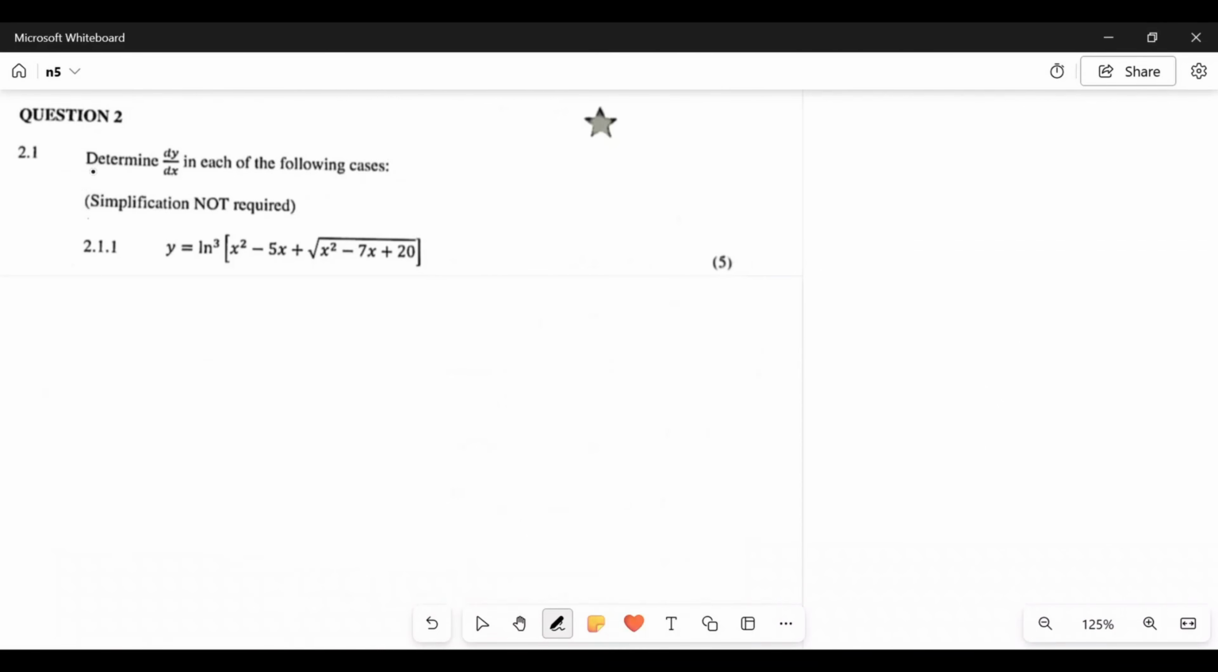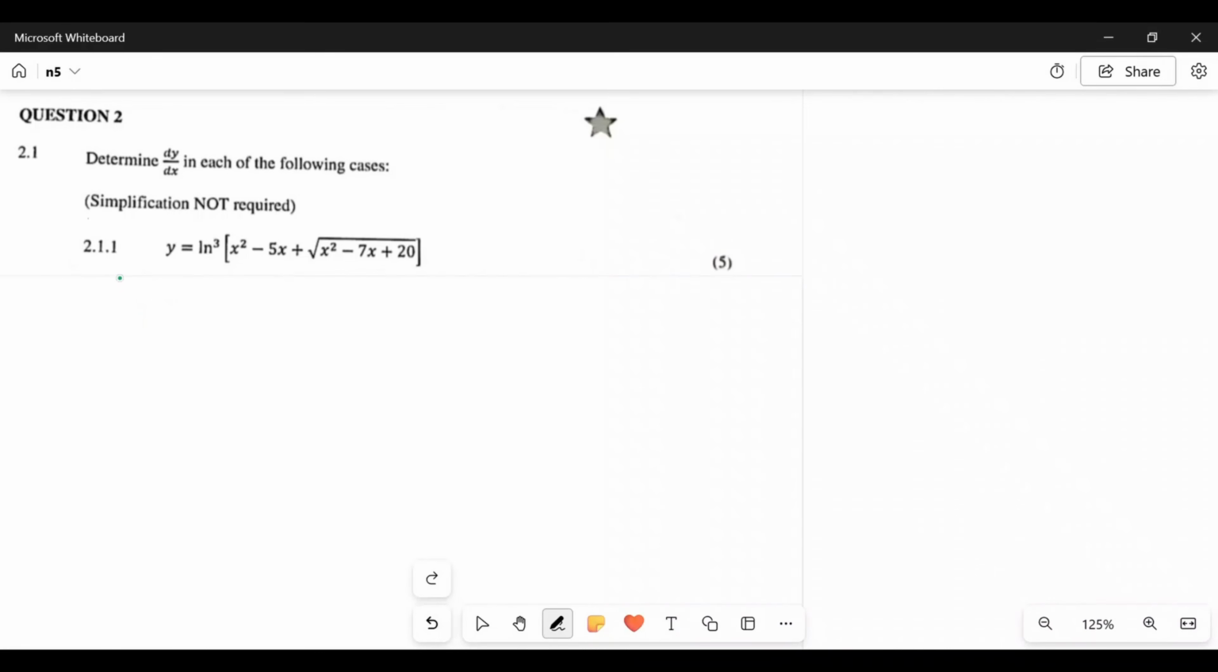So let's read the question. The question goes like this. Determine dy over dx in each of the following cases. And the following instruction is given here: simplification not required, meaning when we differentiate these questions here, we don't need to simplify. You just differentiate it once.